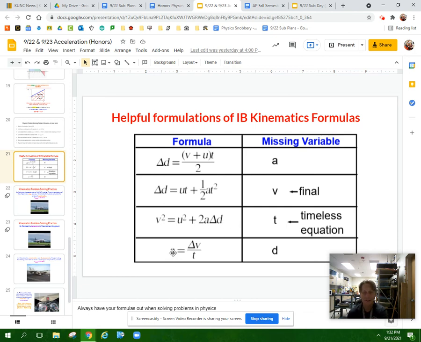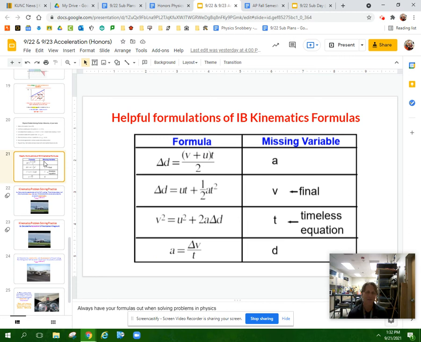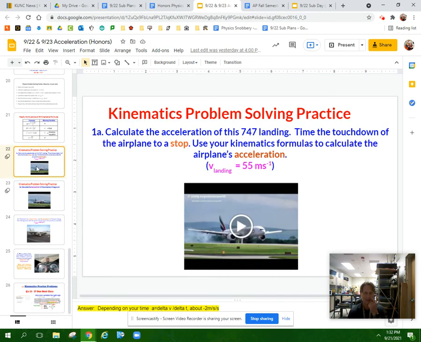And then your last one here, acceleration is equal to change of velocity over time. And sometimes you can work that out by saying final velocity minus initial velocity divided by change of time. Notice that it's missing position. It doesn't care about position. Okay, so those are the formulas, and you're going to be using this formula format to solve these problems. All right, so go ahead and practice this now.